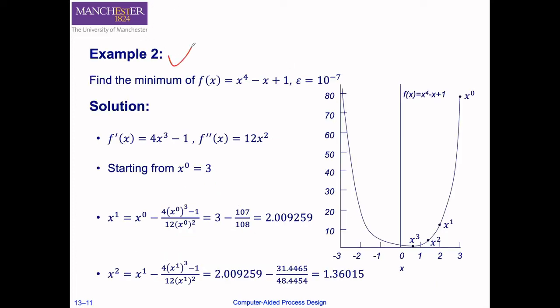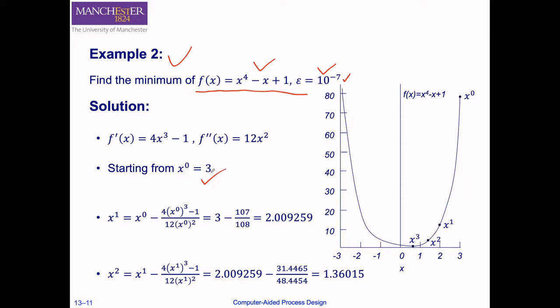Let's look at this example. In this example, we want to find the minimum of the function f(x) is equal to the fourth order of x minus x plus 1. This function is not a quadratic function. We also specify the tolerance, which is this number, 10 to the minus 7. We start from an initial point. Let's assume we start from x is equal to 3.